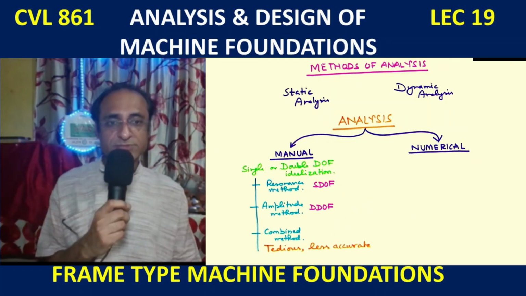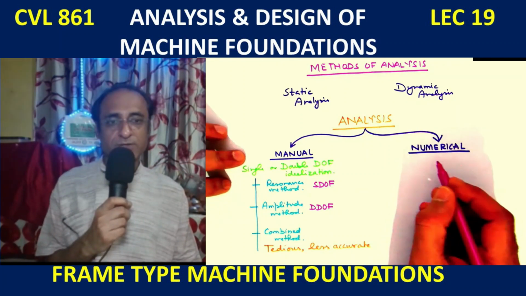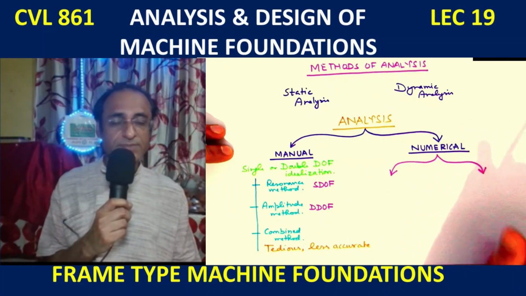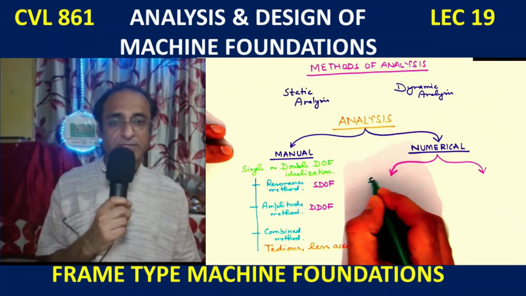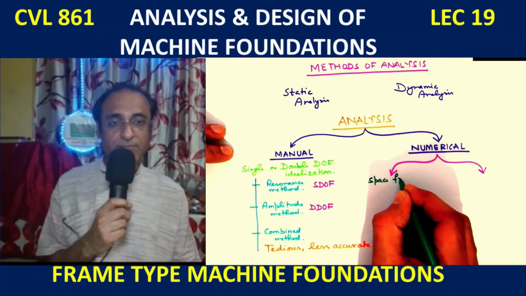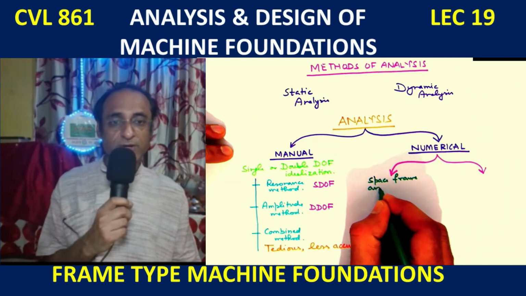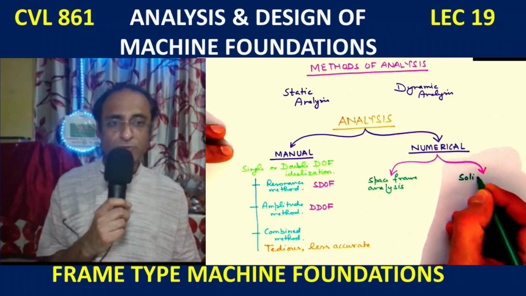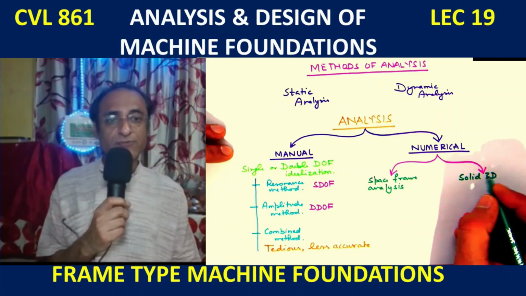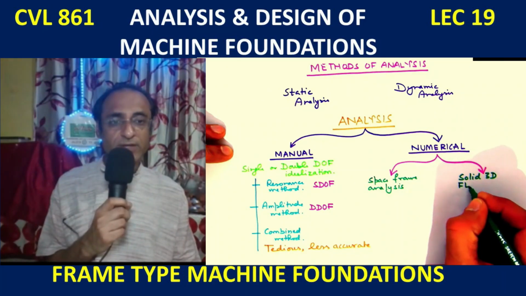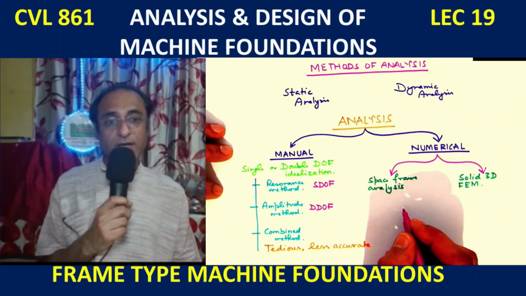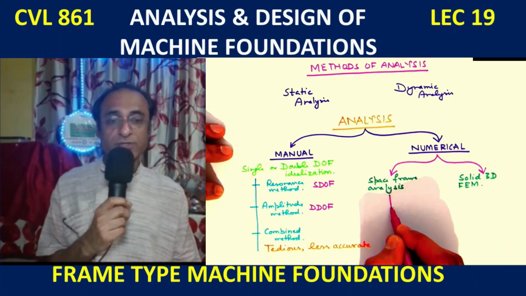So nowadays we prefer the numerical approach. You have already learned the stiffness approach in our advanced structural analysis, and you have also done the finite element method. So we can either do space frame modeling, and in space frame modeling we can do 2D or 3D, but 3D analysis is better. The code also recommends that we should do 3D analysis. Or we can do finite element modeling with solid 3D elements. So these two approaches are possible. In the case of space frame analysis, you already know the basics.